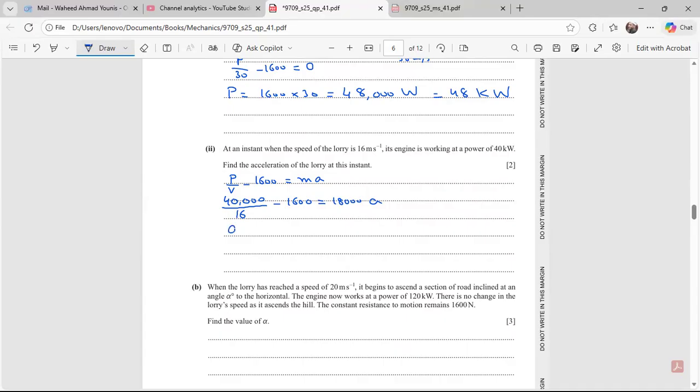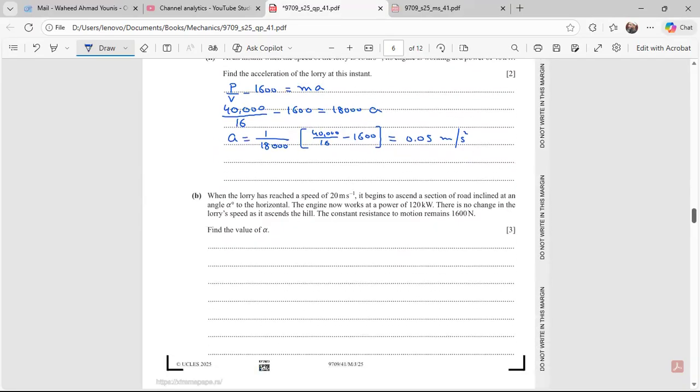So we can rearrange this equation to find the value of A. You can see that A would be equal to 1 over 18,000 and 40,000 divided by 16 minus 1600. And this all came down to 0.05 meter per second squared. So I hope these are very easy questions. You can understand them very well. Okay, part B.